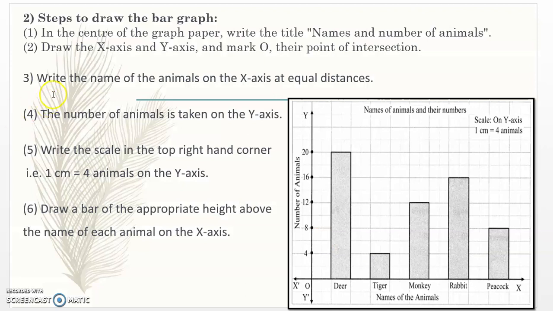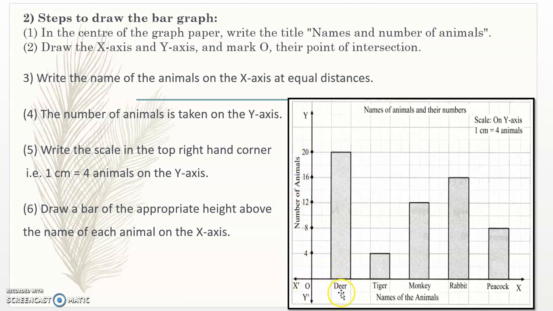Now come to the next question. In the same way, the names and numbers of animals in a certain zoo are given below. Use the data to make a bar graph. Here the scale is given. What scale do you have to take? 1 centimeter is equal to 4. So from 0 it will be 4, the difference of 4, after that 8, after that 12, then 16. So those are multiples of 4. 4 ones are 4, 4 twos are 8, 4 threes are 12, 4 fours are 16, 4 fives are 20, like this.